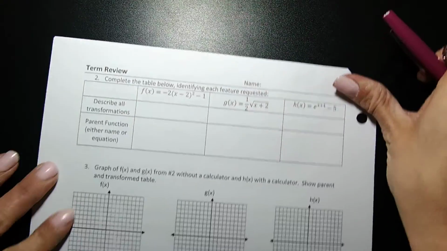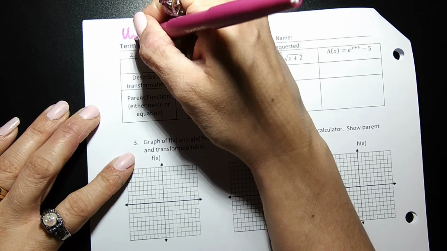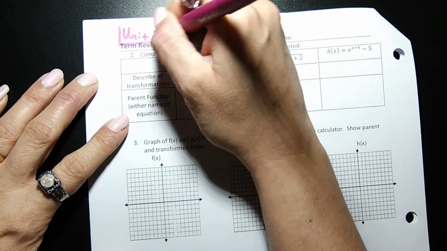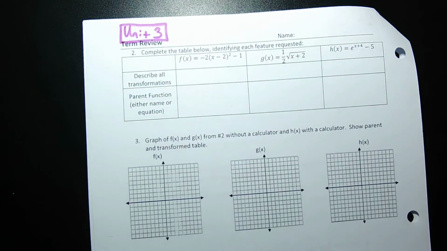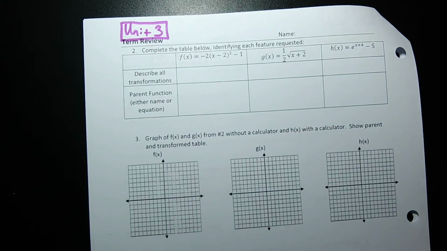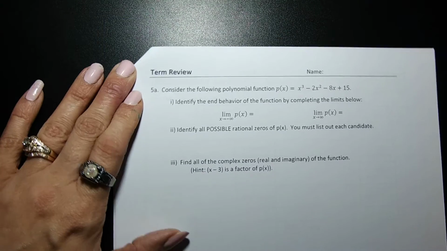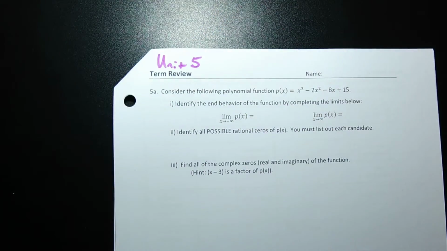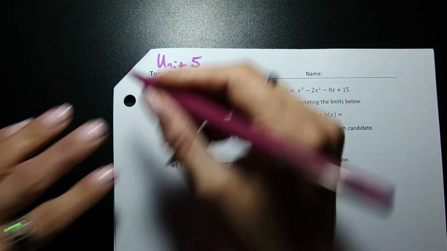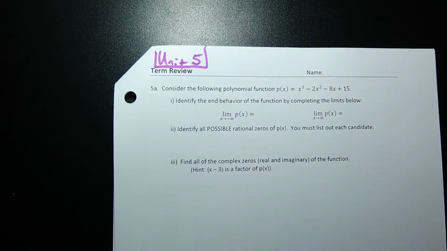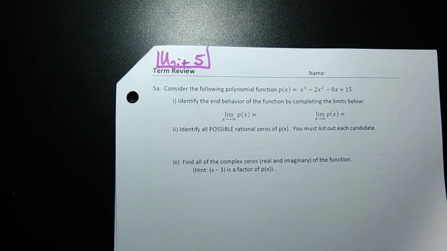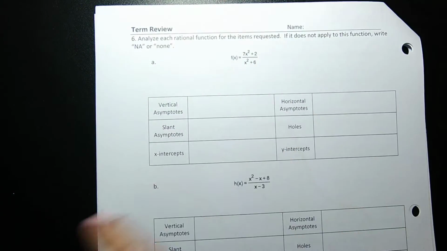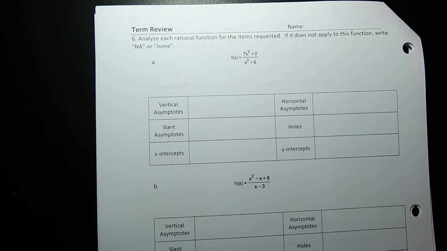Alrighty, page 2. This is Unit 3. So Unit 3 for page 2. Page 3, Unit 5, which is our current unit. Turn the page. We've got a few things to change on this page.